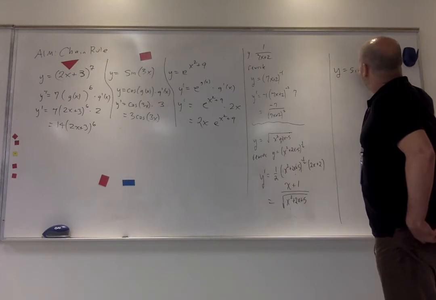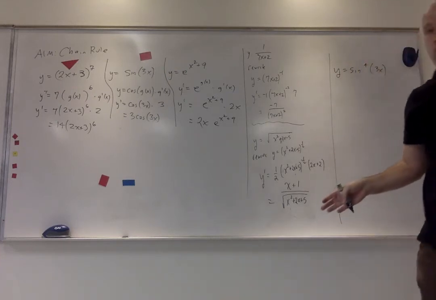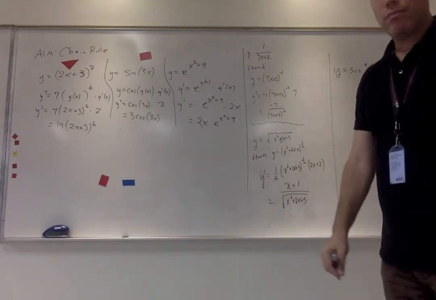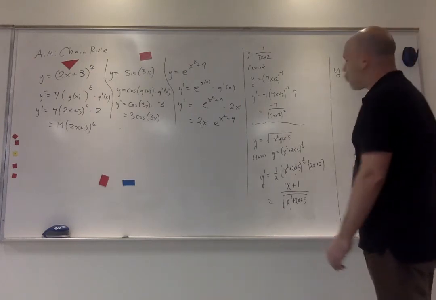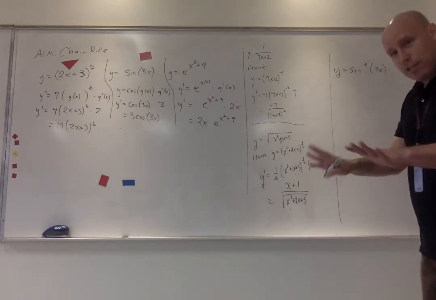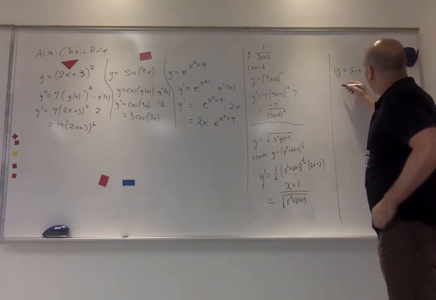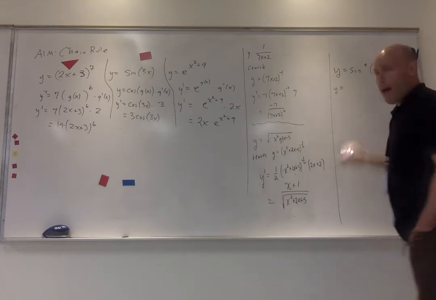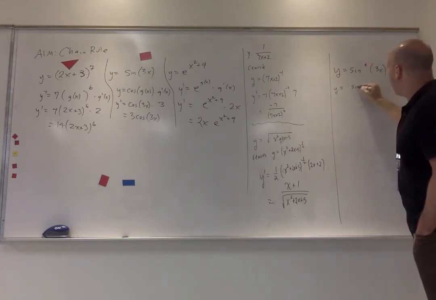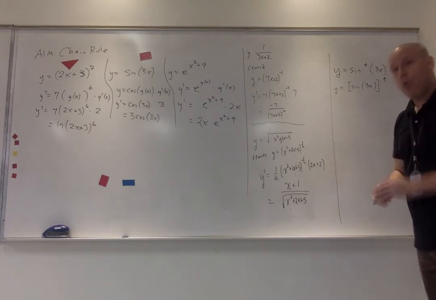y equals sine to the 4th power of 3x. Sometimes you might have to do the derivative twice, or 2 or 3 times. Take it slowly. Follow the rules. Step 1. So what do we know here? It's y prime. So I'm going to rewrite this as the sine of 3x quantity to the 4th power. Take it slowly. What's the next step?